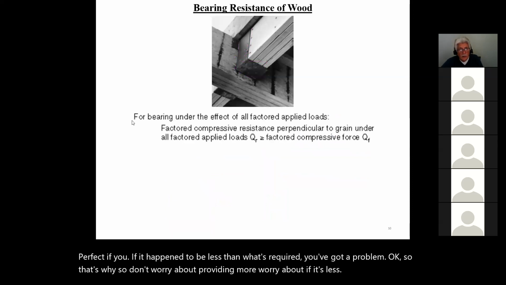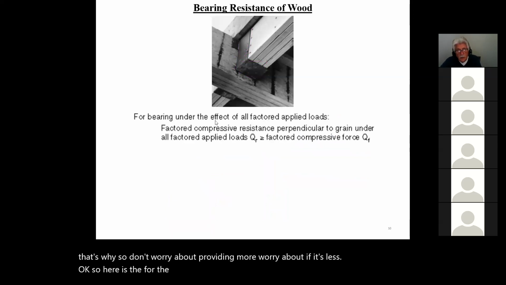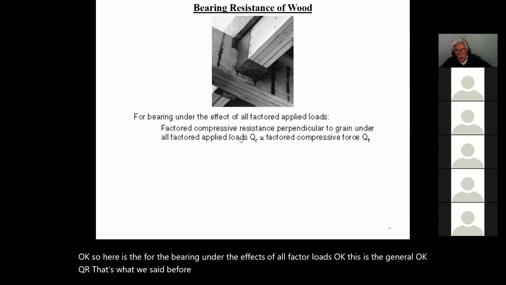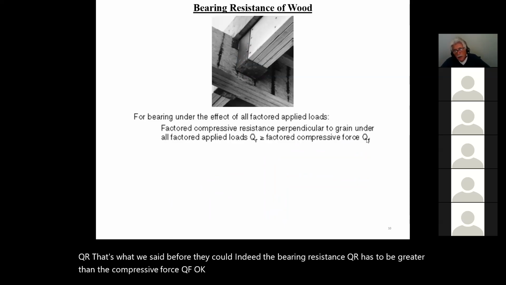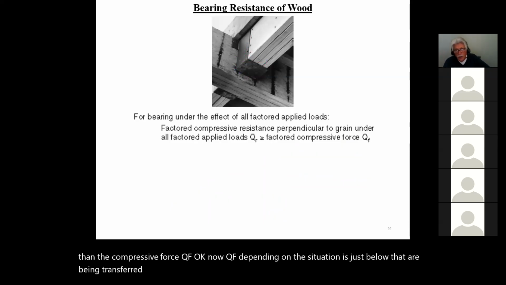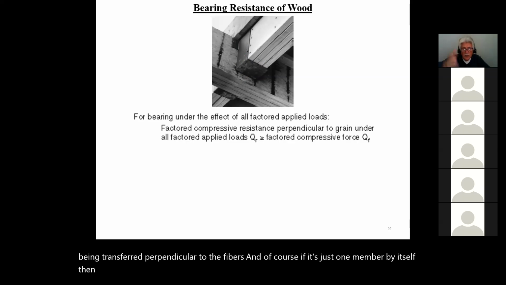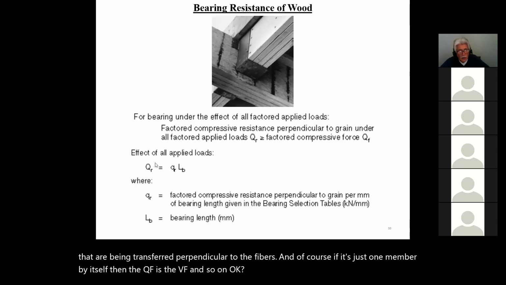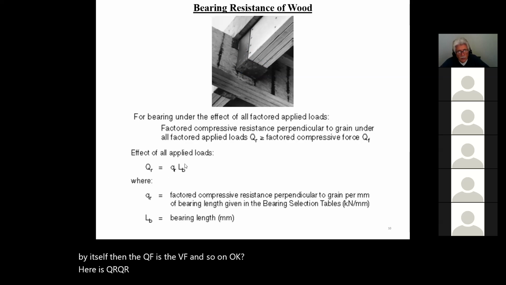Here is the bearing under the effects of all factored loads. This is the general equation, QR, what we saw before. The bearing resistance QR has to be greater than the compressive force QF. Now QF, depending on the situation, is just the loads being transferred perpendicular to the fibers. And of course, if it's just one member by itself, then the QF is the VF and so on. Now, here is QR. QR is a small qr value times your LB, which is the required length. So QR is the factored compressive resistance perpendicular to the grain.